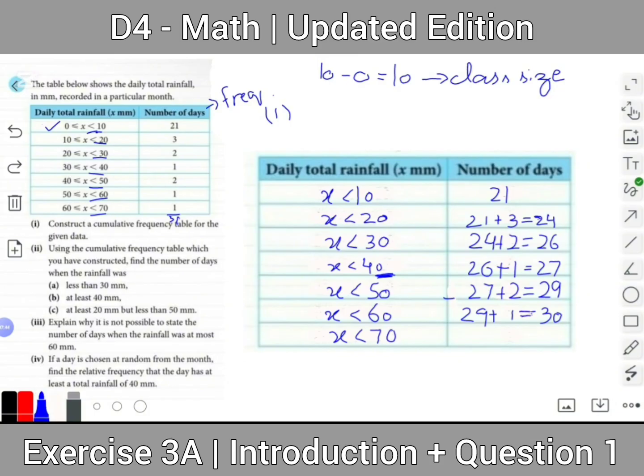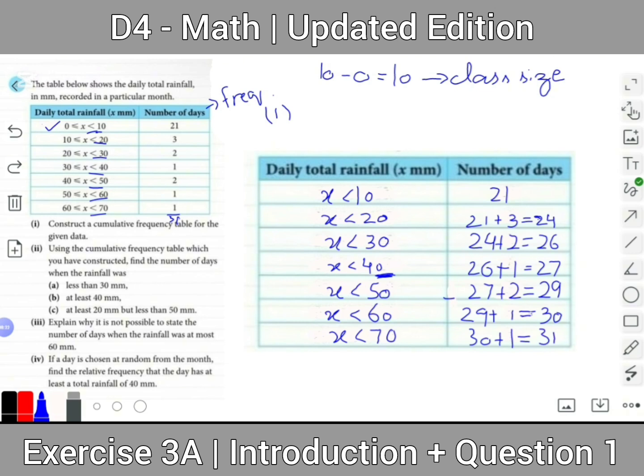For the last group, if we want to calculate the cumulative frequency till 70, then it would be everything from 0 to 70. So we will add the previous total with 1 and it will give us the cumulative frequency of 31.